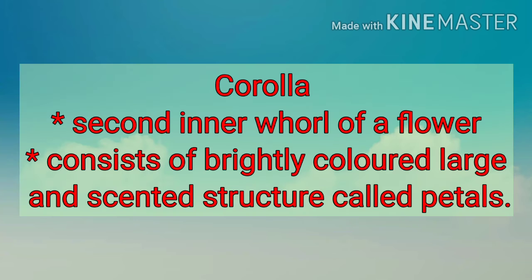Now we discuss corolla. Corolla is the second inner whorl of a flower. It consists of brightly colored, large and scented structures called petals. They protect the essential core of a flower and help in pollination.